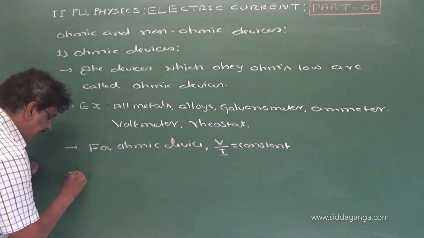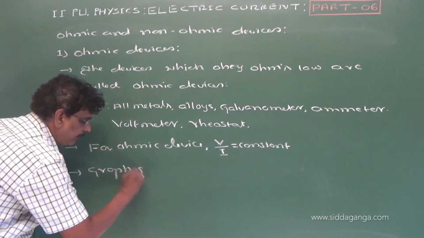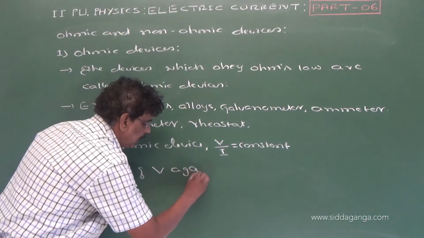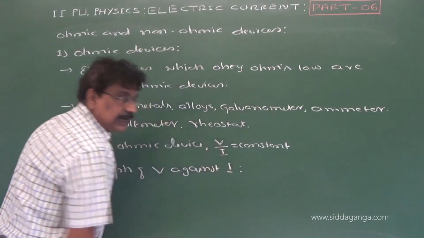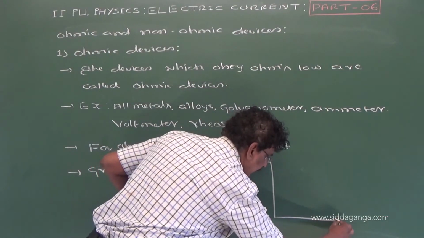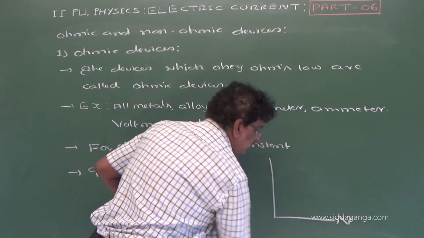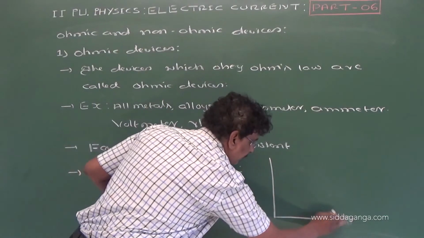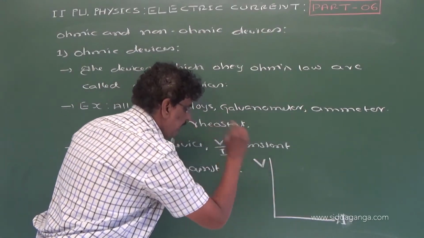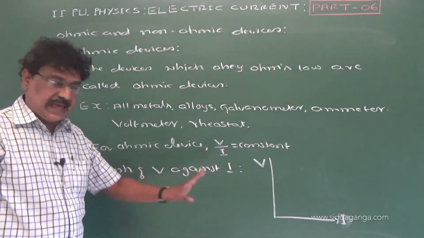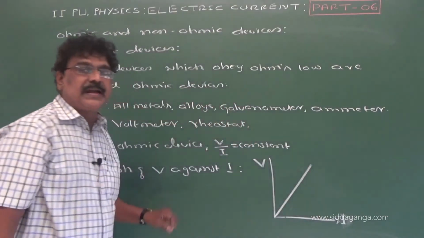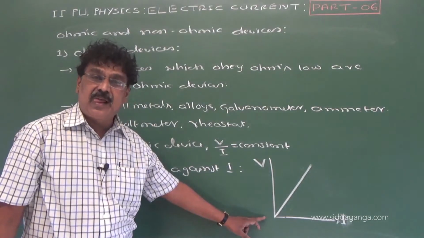When we plot a graph of voltage, that is potential difference, against current, taking potential difference along the y-axis and current along the x-axis, that is V against I, we will obtain a straight line for ohmic devices which is passing through the origin.